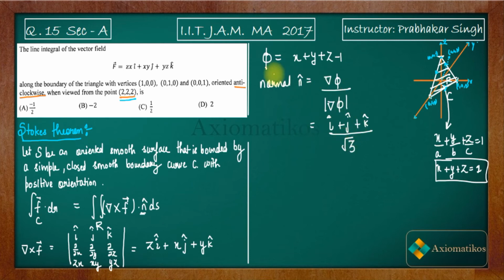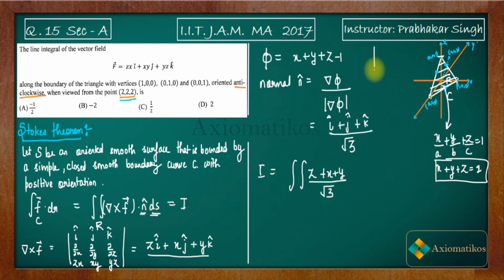So it is easy to calculate. You can calculate it yourself. You have x plus y plus z minus 1. You know the definition of gradient, so it is very easy. Now everything is done. We have to just calculate. Let us say this integral is I. So del cross F is this, and you have to dot product it with this. So you have z. If you dot product this and this, what will you get? z plus x plus y over root 3. Now you have this dS.